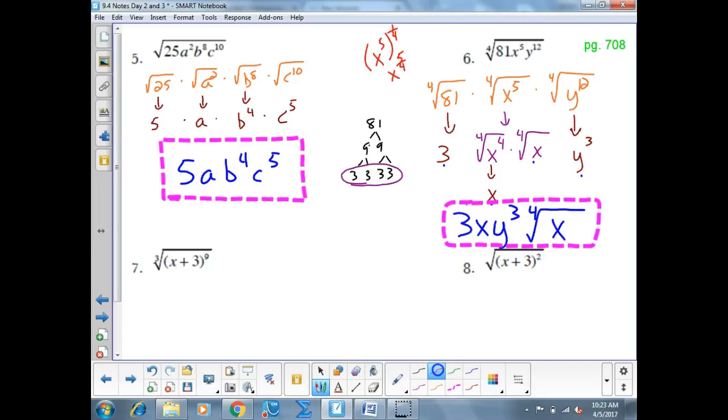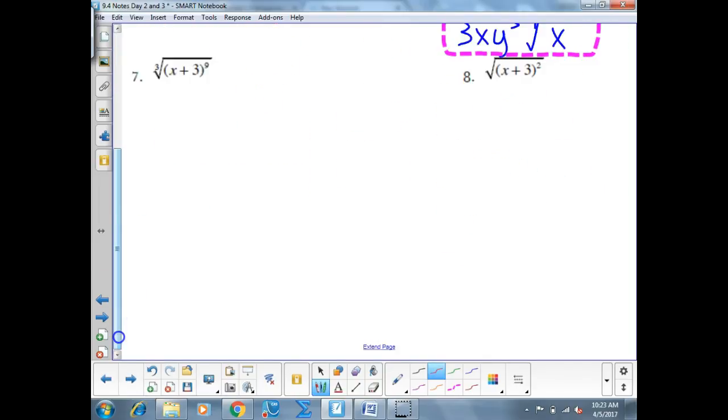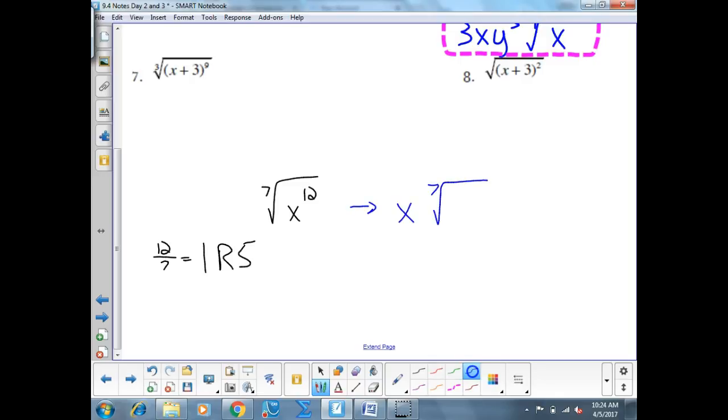See that? So if we had something along the lines of the 7th root of x to the 12th, well, what's 12 divided by 7? 1 with a remainder of 5. So that's going to be x times the 7th root of x to the 5th. 1 on the outside, 5 on the inside.